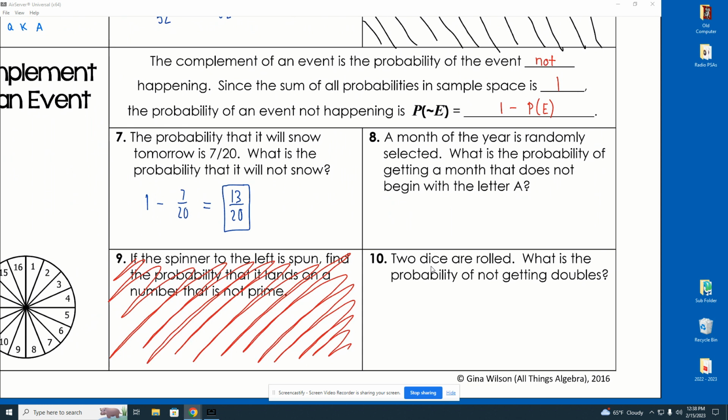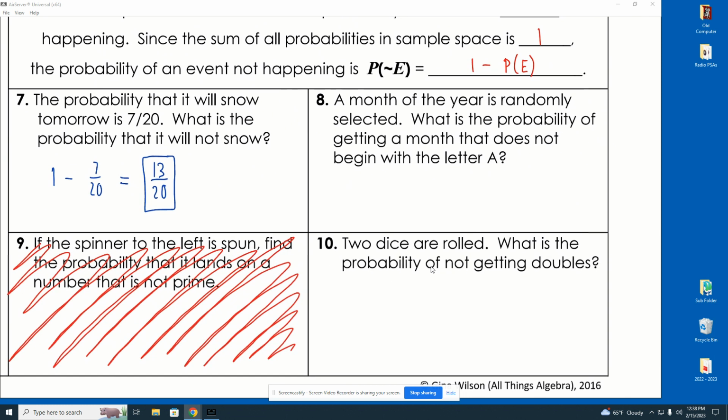I got the next question, number 8. A month of the year is randomly selected. What's the probability of getting a month that does not begin with the letter A? So instead of sitting here and thinking, okay, let's count all the ones that don't start with A, don't do that. How many start with A? 2 of them. April and August out of 12. So instead of finding what doesn't, just subtract the ones that do. Does that make sense? That's when doing complements is easier.